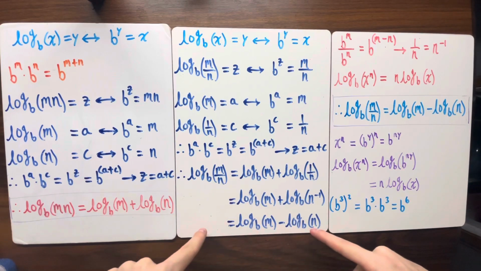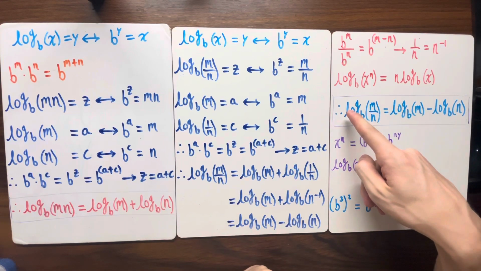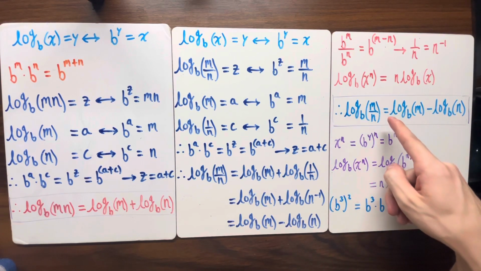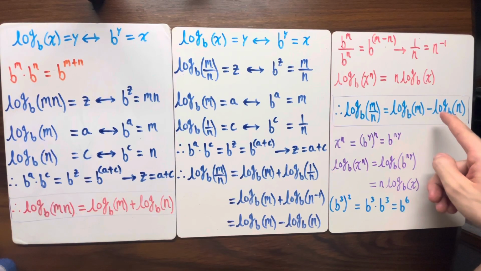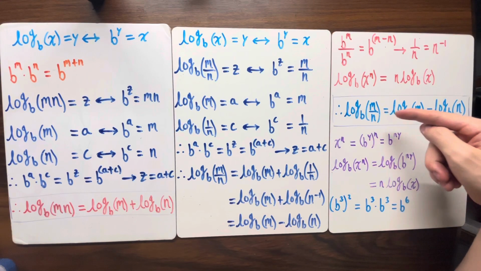And so essentially, this is the answer. So we can say that log base b of m divided by n is equal to log base b of m minus log base b of n. So when there's a quotient, we can just subtract.